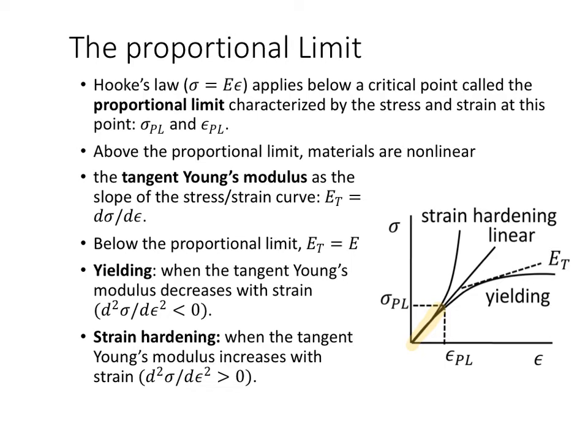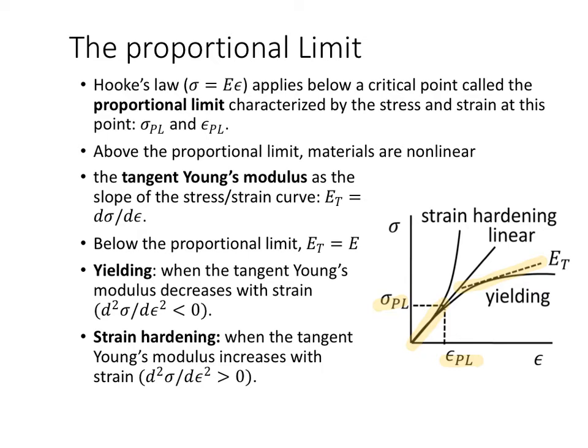And we refer to the stress and the strain as sigma PL and epsilon PL, the stress and strain at the proportional limit, where this linear regime no longer applies. Above this area, the materials are nonlinear. We refer to the tangent Young's modulus as the derivative of stress with respect to strain, that is, the slope of the curve on a stress-strain plot. Below the proportional limit, the tangent Young's modulus is simply equal to the Young's modulus.